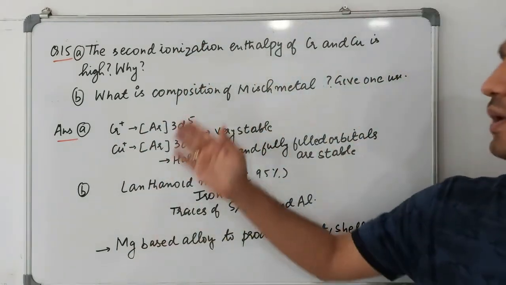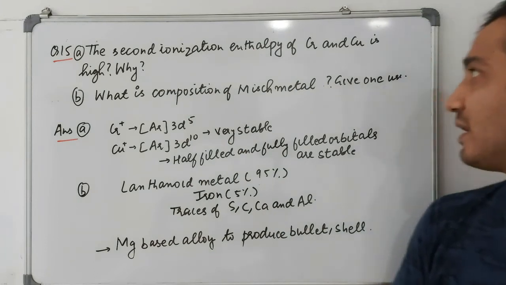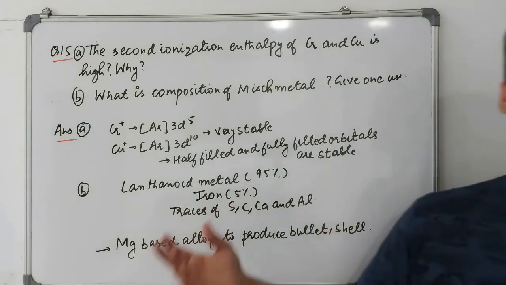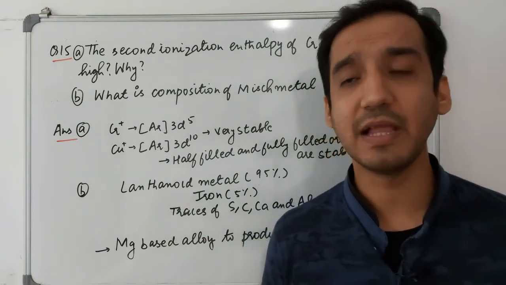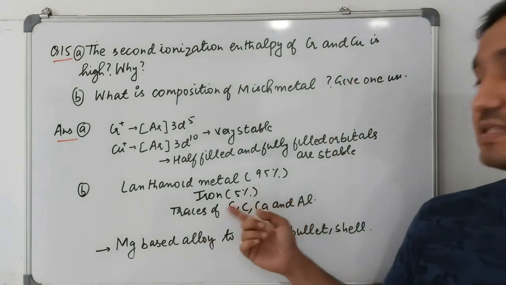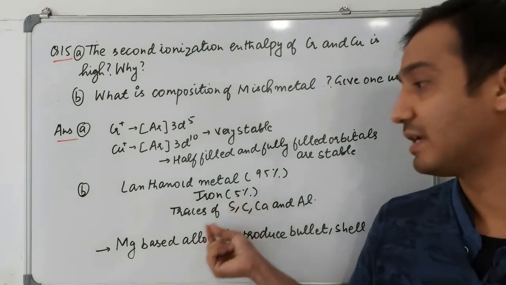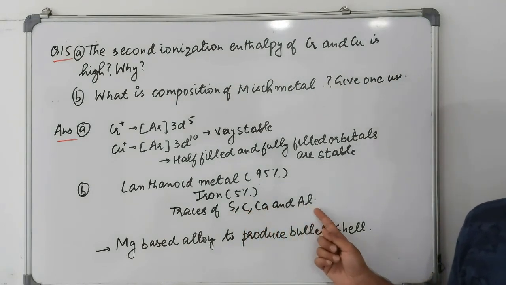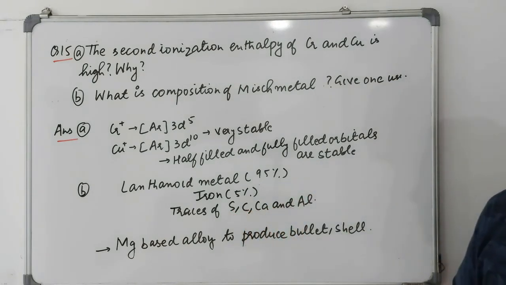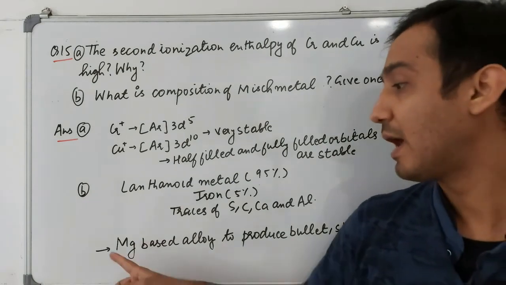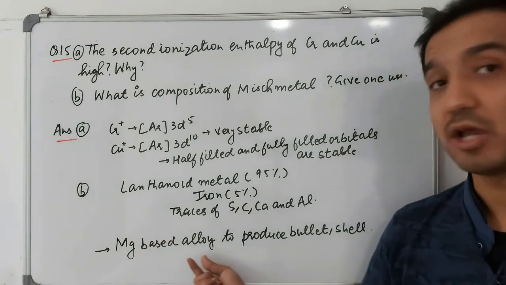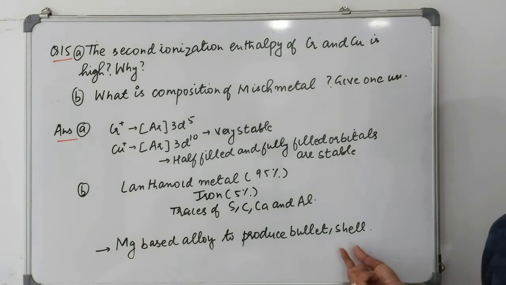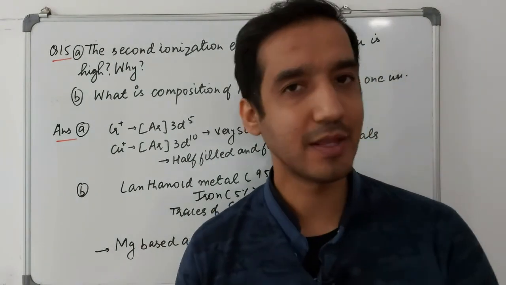Next question is, what is the composition of mischmetal and give one use? In lanthanoids, you can use any one of the lanthanoid metals around 95%, iron 5%, and traces of sulfur, carbon, calcium and aluminium. This is the composition of mischmetal, and it is used in magnesium based alloys to produce bullets and shells.